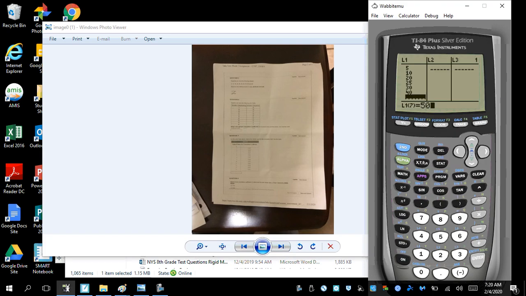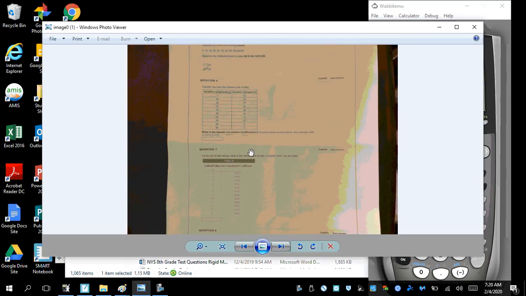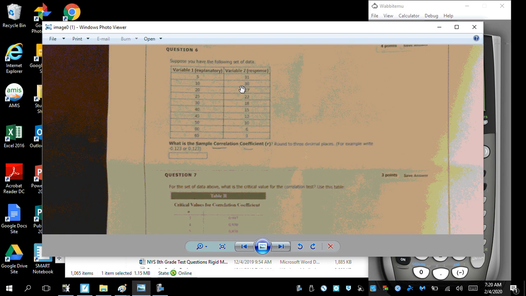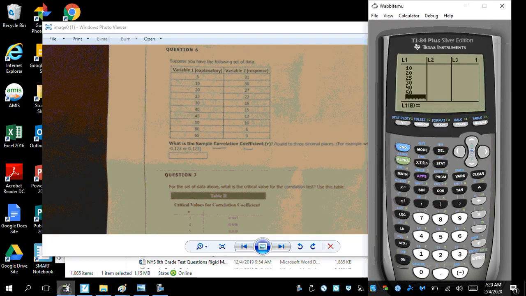Alright. I think that's 50 and 60. If not, hey, put in the numbers that are right. 60 and 65. Okay, the worst thing you can do in this situation is not enter the same amount of numbers.